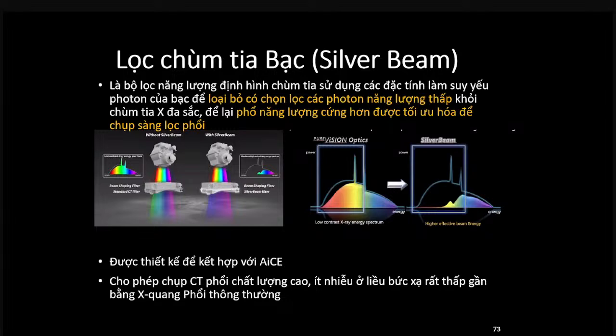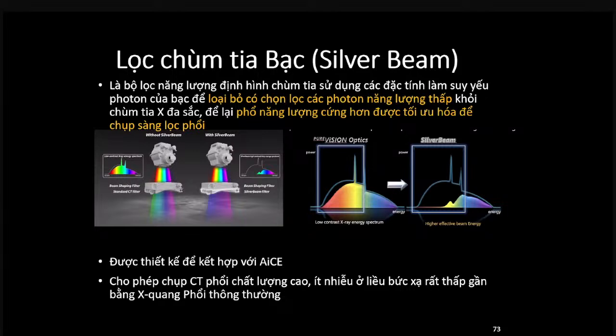Silver beam is a beam shaping energy filter that uses photon attenuating properties of silver to selectively remove low energy photons from a polychromatic X-ray beam, leaving the harder energy spectrum optimized for lung scanning. It is designed to work with AiCE and enables high quality low noise CT lung scans at very low radiation doses approaching conventional chest X-ray. At the moment, this is only available on the Canon Prime scanner.